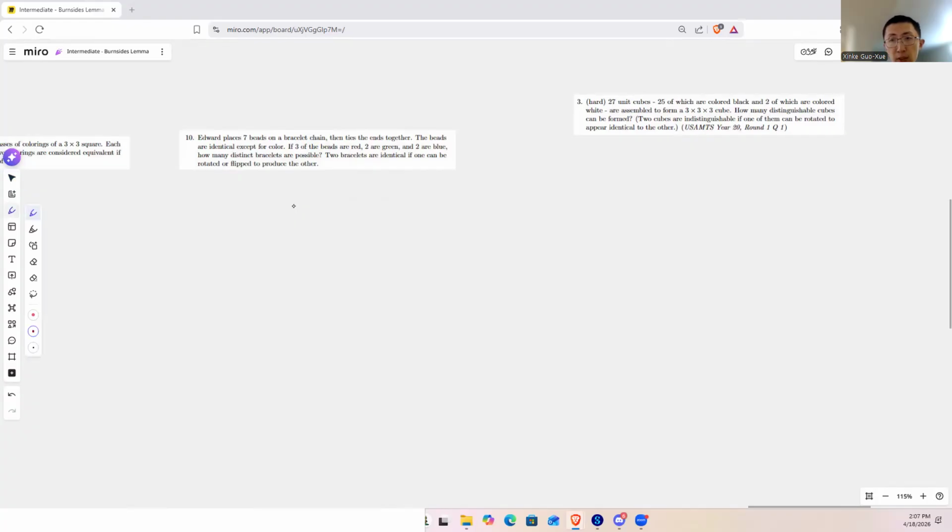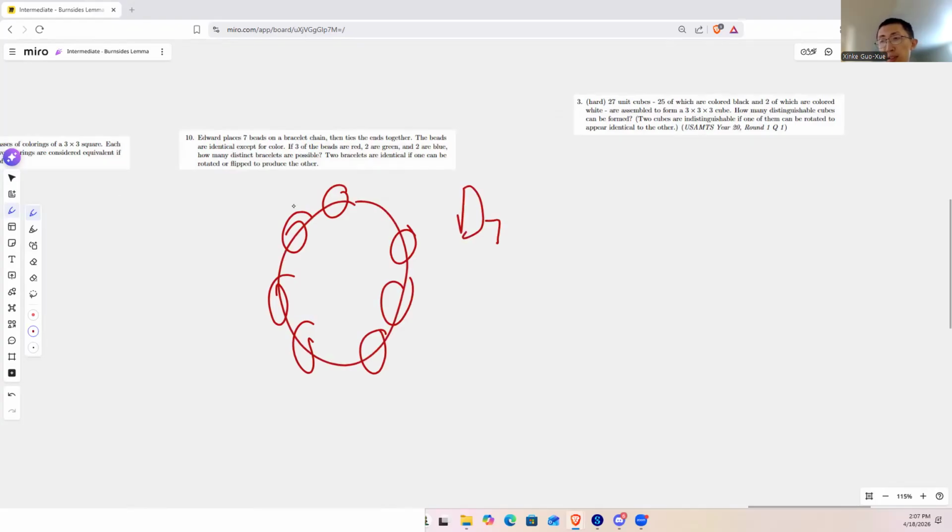Okay. So we have 7 beads on a bracelet. So this is D7. You can think of it as a regular 7-gon where we can reflect and rotate. So let's use Burnside's lemma. In our intermediate counting class, we do this just by hand, but let's do it with Burnside's lemma.